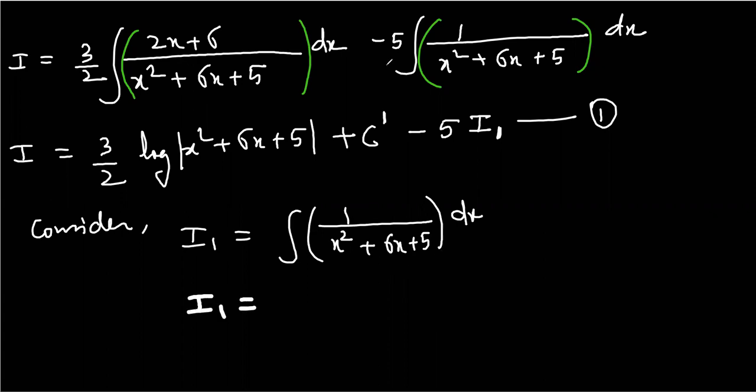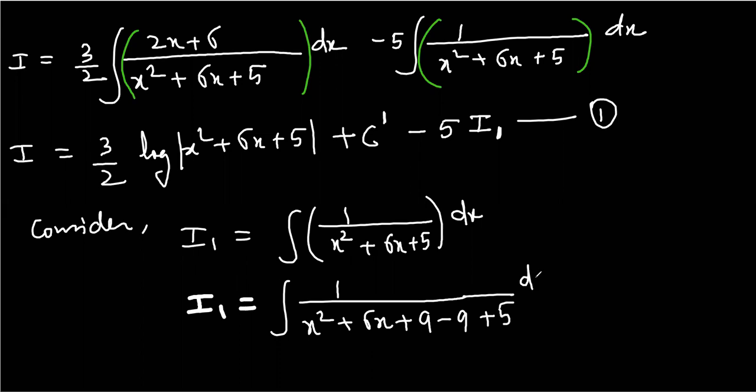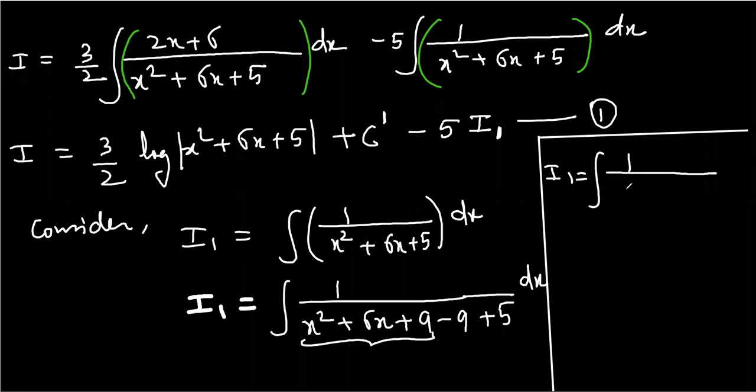So I1 equals the integral of 1 over x square plus 6x plus 9 minus 9 plus 5 dx. Now this gives me the perfect square: x plus 3 the whole square, and then minus 9 plus 5 is minus 4. Minus 4 can be written as minus 2 the whole square, so it is minus 2 square dx.